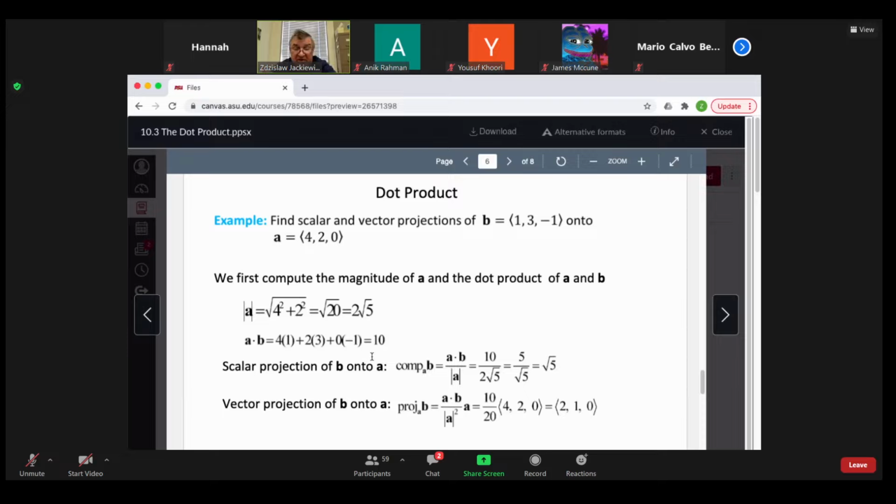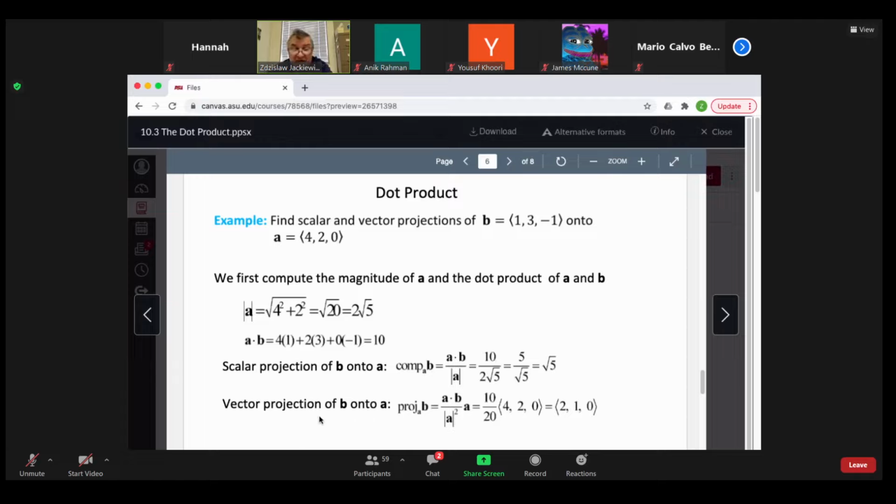And now you're just using your formulas. The component of B along A: the formula was A dot product B over the magnitude of A. So you substitute 10 over 2 square root 5. That's 5 over square root 5, which if you multiply by square root 5, you get 5 square root 5 over 5, which is square root 5. So the scalar projection is square root 5. When you do your homework and you get this answer, you can put this in WebWork without simplification. If this answer is correct, WebWork will accept it.